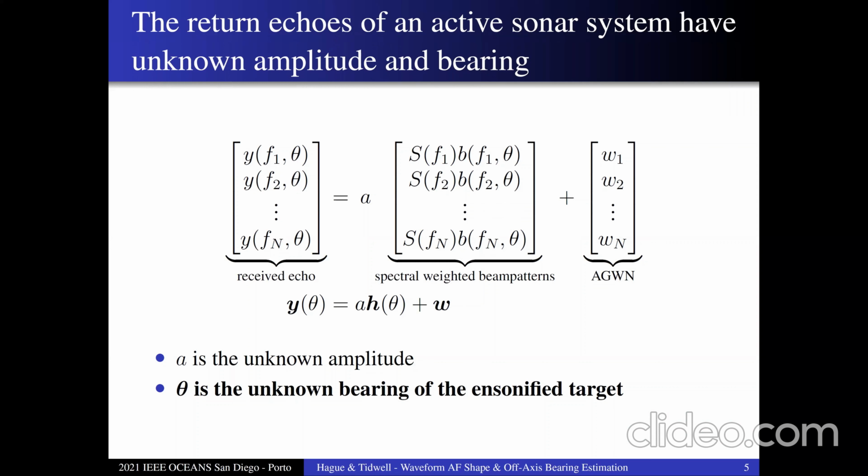The signal model has two unknowns. Theta is the unknown bearing of the target we wish to estimate, and then we have this unknown amplitude A. The amplitude A is a nuisance parameter in the sense that we don't wish to estimate it directly, but its existence hinders our ability to estimate the unknown target bearing theta.